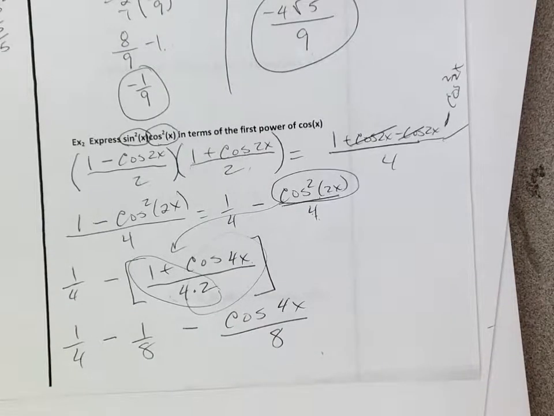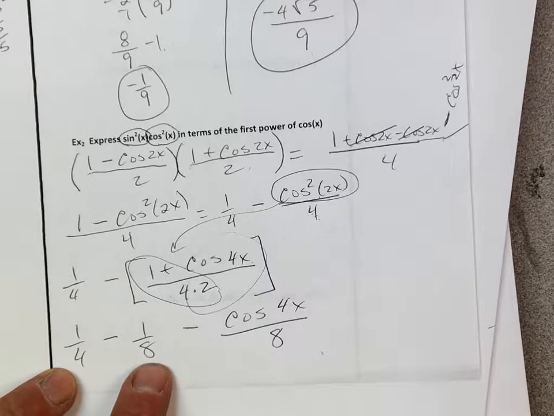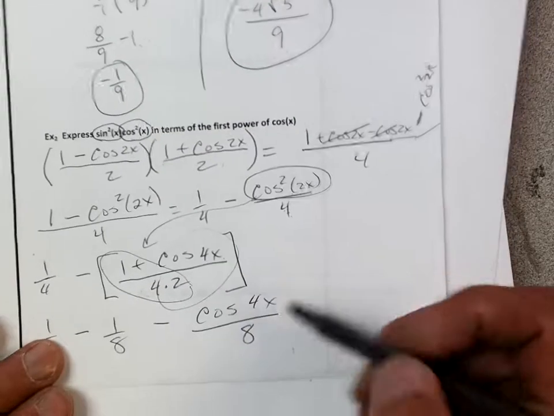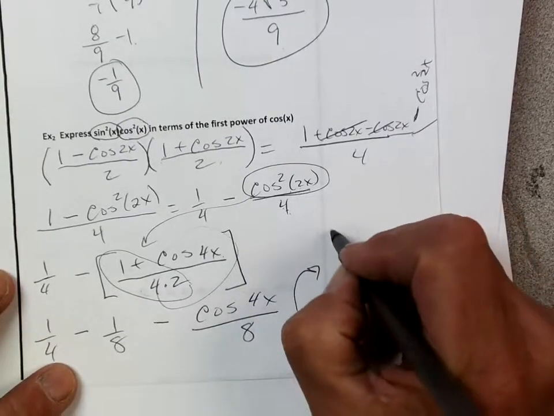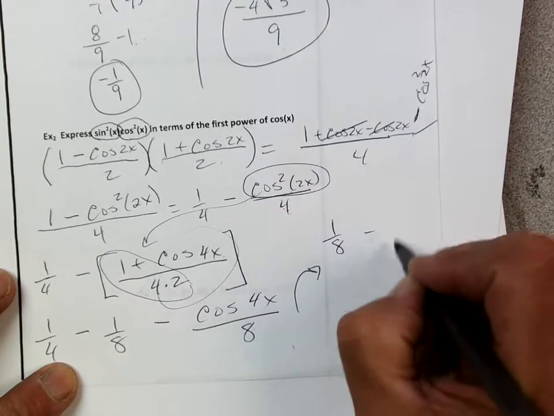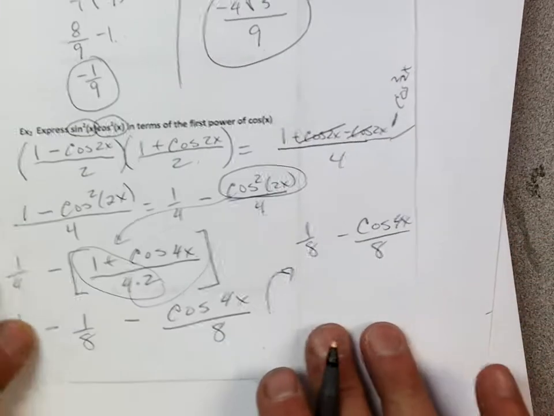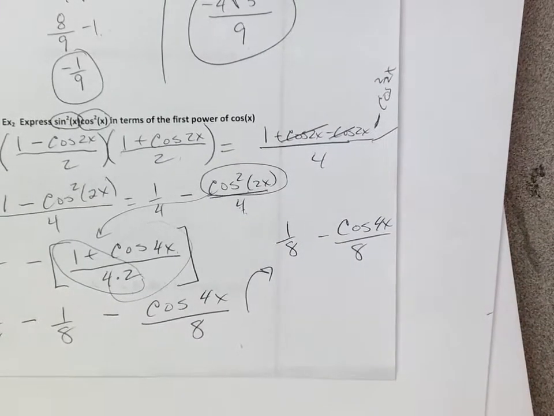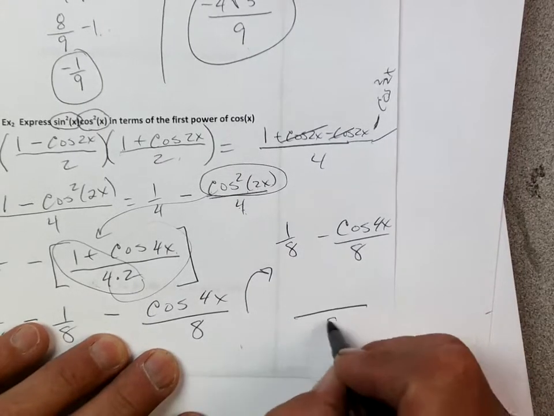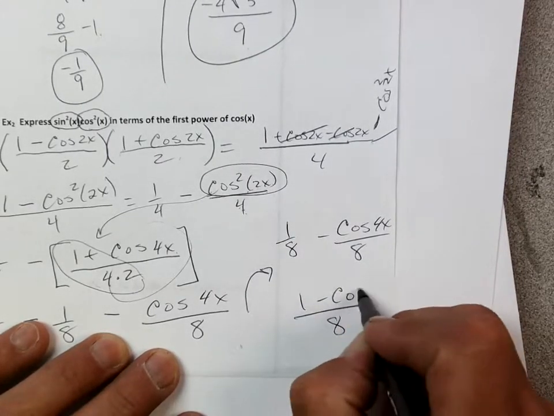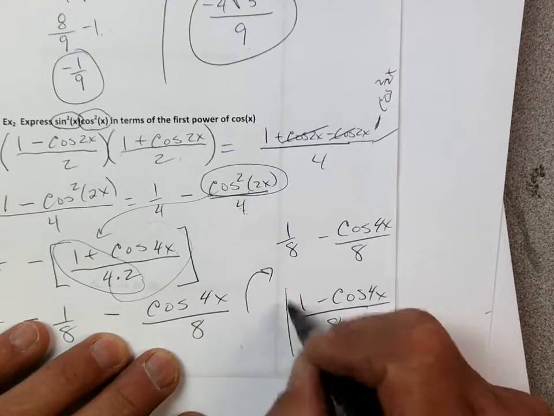Well, technically I've done it, but I'm going to tidy it up. Technically I've got it all the way down to a first power, okay? So in a sense I'm done, but I do know that 1/4 minus 1/8 is a 1/8. You okay with that, right? So a better answer would be to put it as a 1/8 minus a cosine of 4x over 8. And technically that's right too. You'd never mark that wrong. However, why not just make it the common denominator? And that's a better answer.